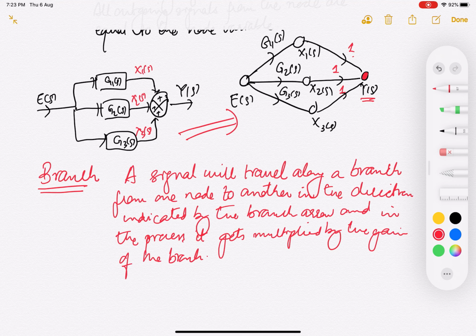Then you also define something called an input node or source node. This would be a node which has only outgoing branches.